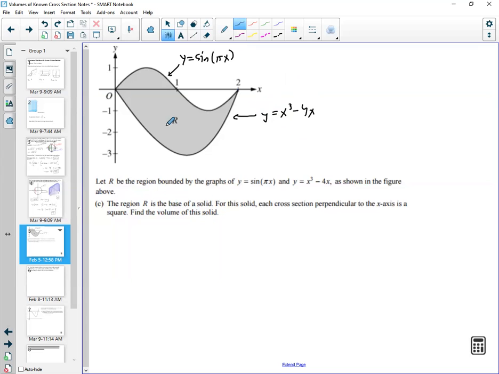Then it says the region R, which is this region, is the base of a solid. For the solid, each cross-section perpendicular to the x-axis is a square. Find the volume. Remember, perpendicular means right angles to the x-axis. So the cross-sections go like this. All of these things have length s. That changes as x changes, but s is a function of x, so that's okay. And to find s, we're going to do top minus bottom.